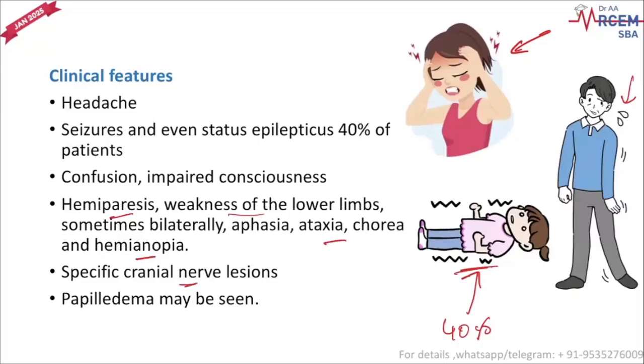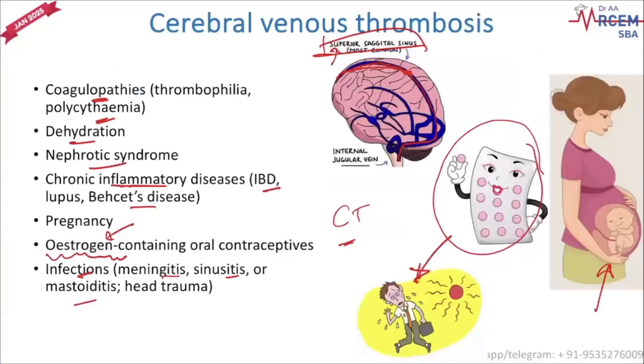So how do you suspect it from the classical presentation? There is no very classical presentation. So whenever they want you to choose a cerebral venous thrombus, one of the risk factors usually will be mentioned in the stem of the question. So look out for the risk factors. If it is mentioned in the stem of the question, then pick it up. Look for whether the patient is dehydrated, on an estrogen containing OCP, or pregnant. Look out for this.